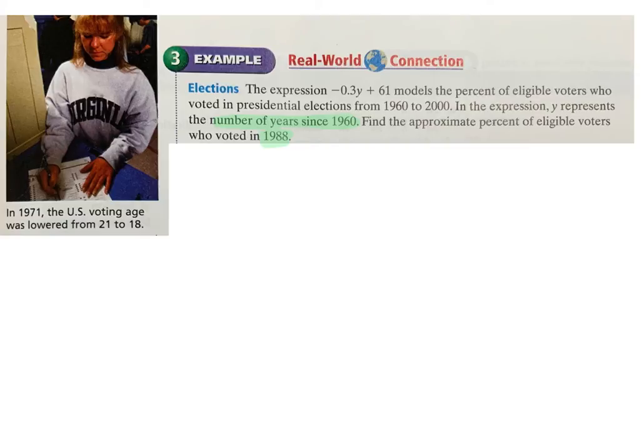And they want us to find out approximately how many people voted in 1988, or the percentage of eligible voters. Okay? So from 60 to 88 is 28 years. So they have, in the word problem, told us the y value is 28. Okay? By defining the y value, they basically told us what to plug in. And so we're going to go back and we're just going to plug it in. -0.3 times 28, right? And then we're going to say plus 61, and that should be our answer.